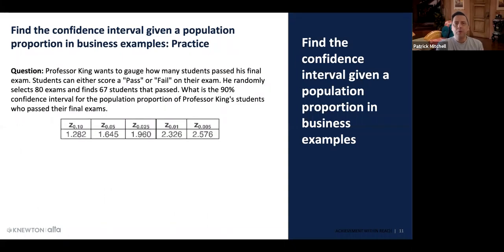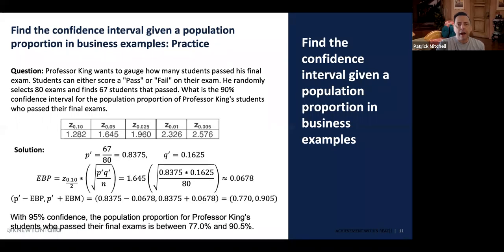Okay, so here's one that you can try. Pause the video and try this one. Very, very similar. Professor King wants to gauge how many students passed his final exam. Students can score either a pass or a fail. He randomly selects 80 exams and finds 67 students that passed. What is the 90% confidence interval for the population proportion of Professor King's students who passed their final exams?